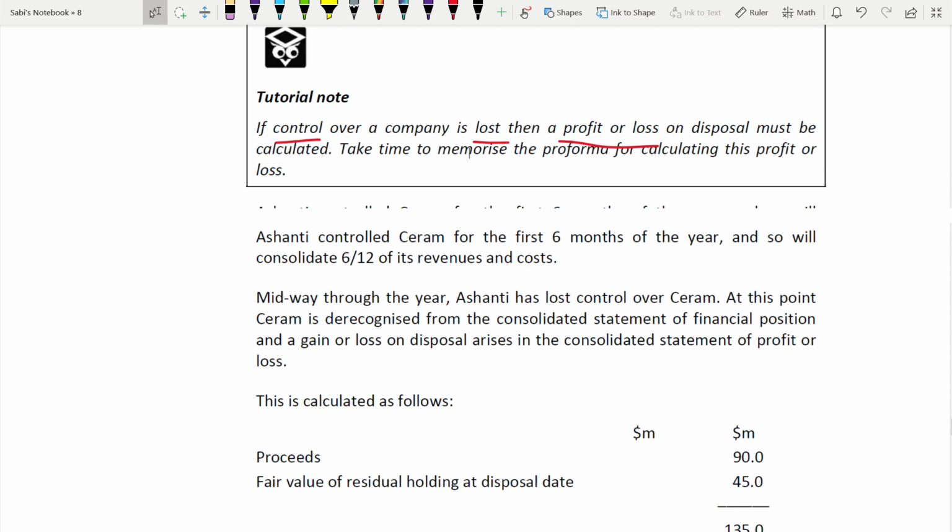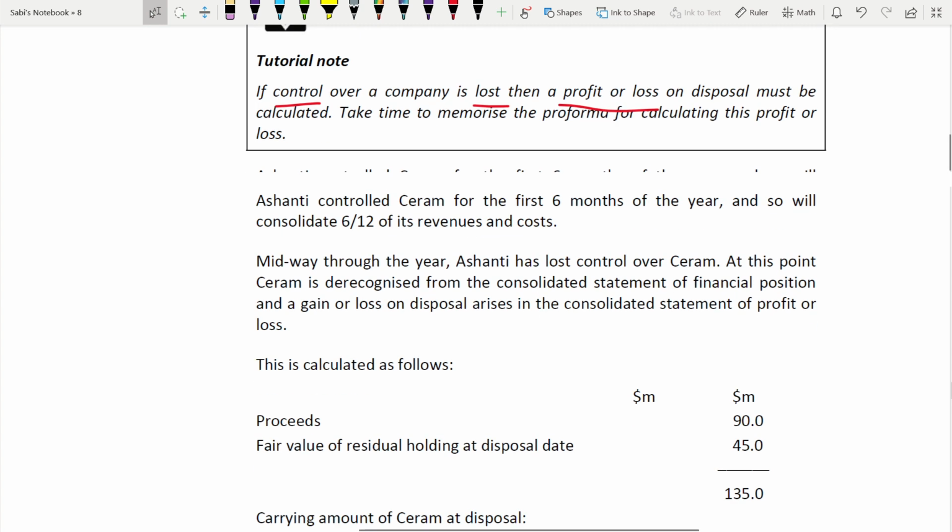The same way we have done for the previous company, we are doing for this company also. We are first explaining and then doing the calculations. So here also, in the first sentence we are saying whether they have lost control or not. Definitely they have lost control. So we have to say how much control they have and for how many months. So Ashanti controls Kerem for the first 6 months of the year, and so will consolidate only 6 months of its revenue and cost. Revenue and cost always have to be time apportioned. When it was a subsidiary, only for that much of the period can you consolidate it as a subsidiary. So the first 6 months are consolidated for revenues and cost.